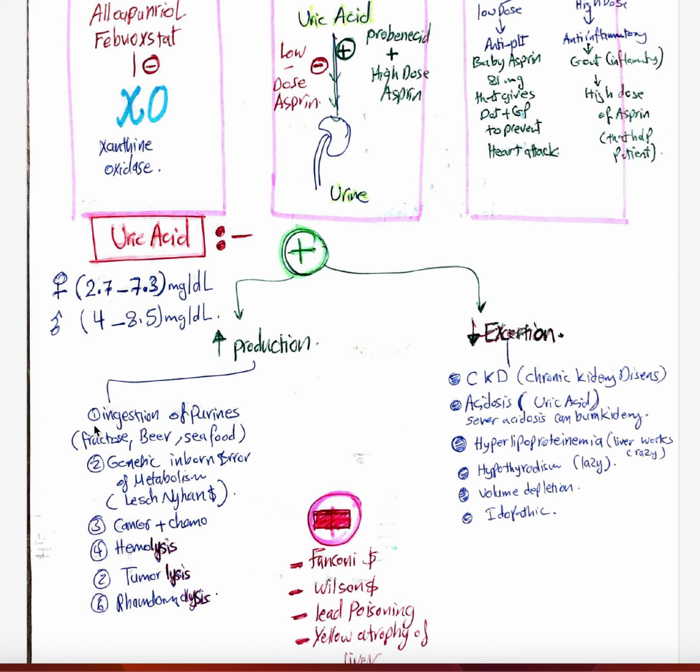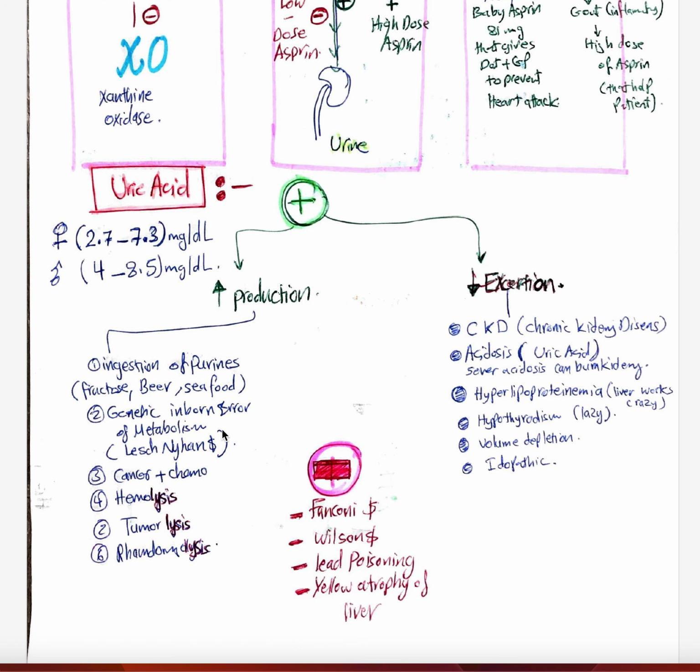So what is increasing the production of uric acid? The first one is ingestion of purines, which are present in many foods, and if this person eats or drinks so much of the food that contains purines, then that may lead to uric acid formation, like fructose, like pear, like seafood. If this person eats these things so much, that leads to the formation of purine. And something may lead to a genetic inborn error of metabolism, like Lesch-Nyhan syndrome.